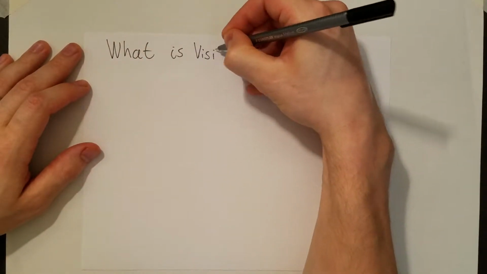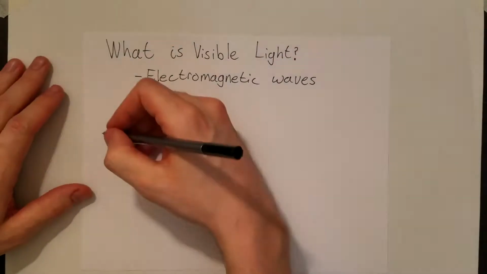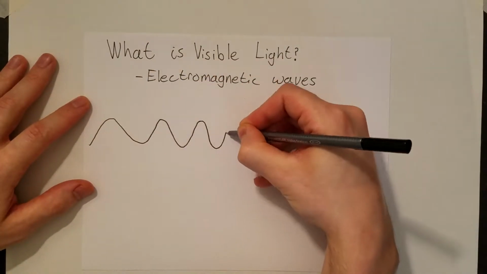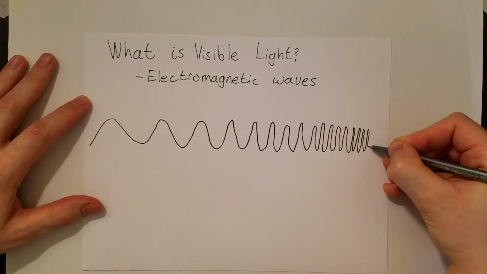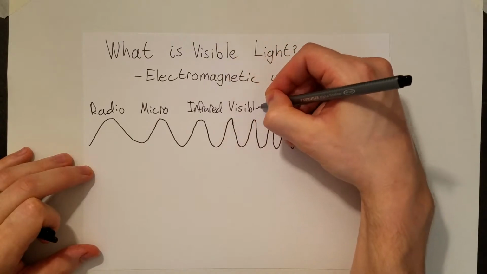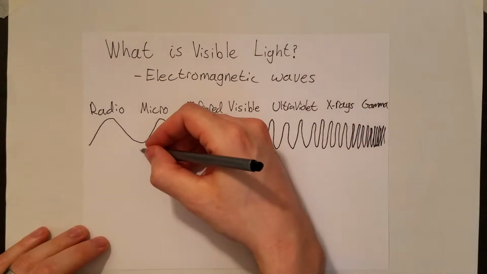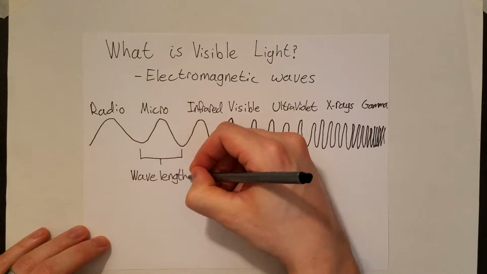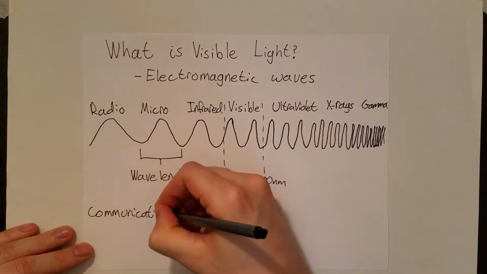To start, let's review what visible light is. Visible light is a small part of the electromagnetic spectrum between infrared and ultraviolet light. Electromagnetic waves are characterized by their wavelength, which is the distance between two peaks on the wave. Visible light consists of electromagnetic waves with wavelengths roughly between 700 and 400 nanometers.